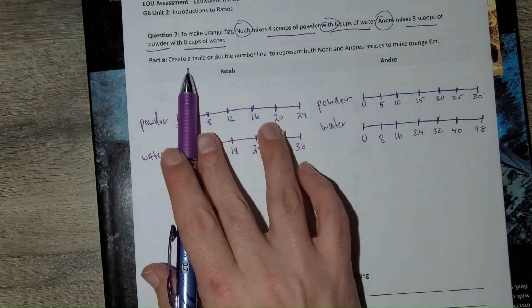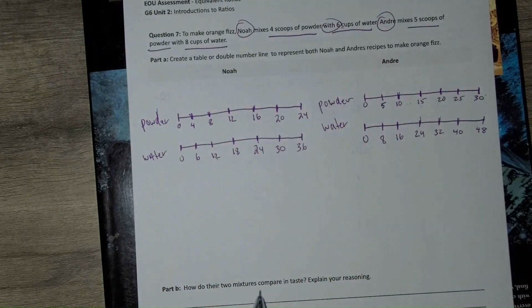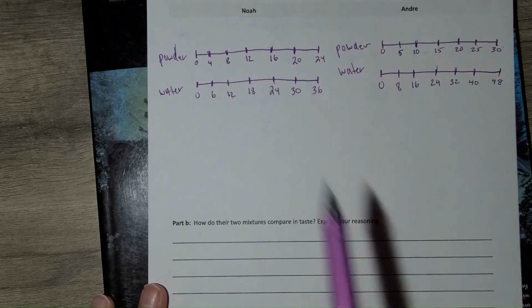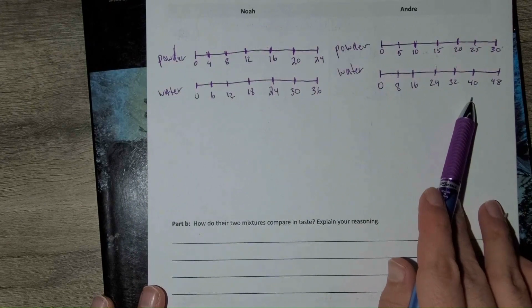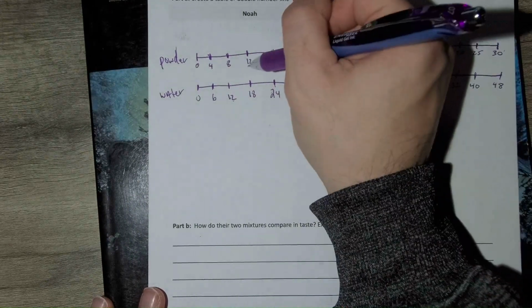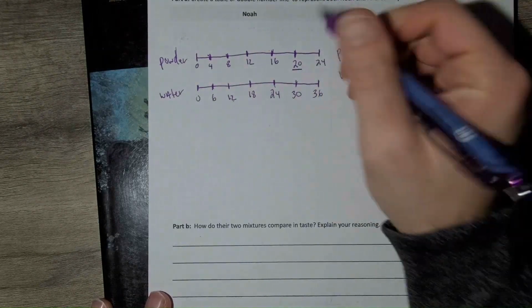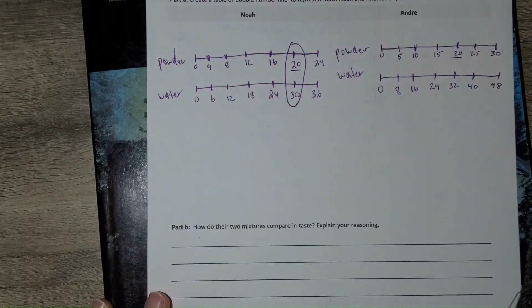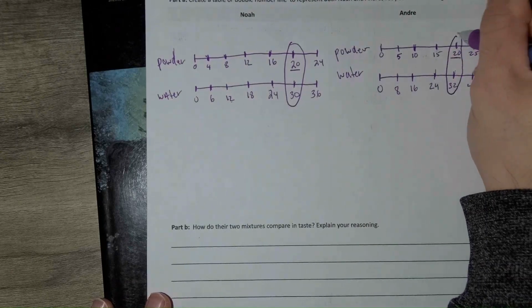And so we want to create a double number table. Well, we created our double number line. Now, how do these two mixtures compare in taste? Explain your reasoning. Well, what you need when you compare ratios is you need either your powder to be the same or your water to be the same. And what we can see here is that we have our powder being the same at 20. And so here Noah uses 20 scoops of powder and Andre uses 20 scoops of powder.